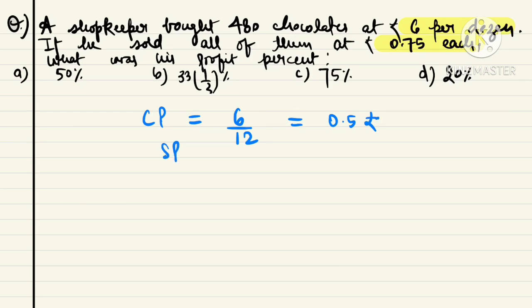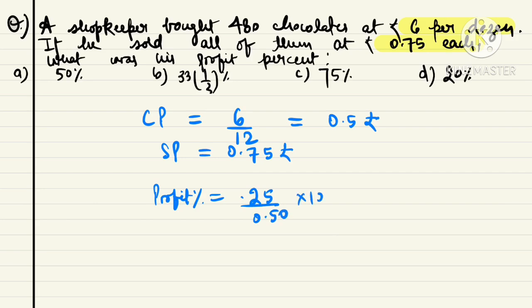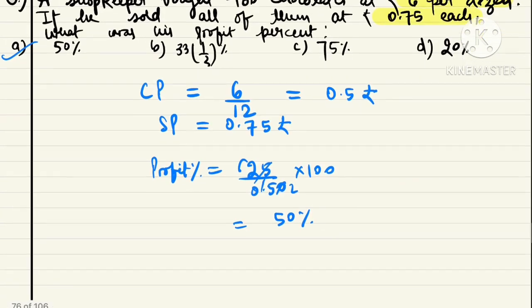And what is the selling price? Selling price is 0.75. Perfect. So what will be the profit percent? Profit percent will be selling price minus cost price, right? It will be 0.25 upon cost price 0.50, into 100. So it will be 50%. Simple. So option number A will be your answer, right? Fine. Let's move to the next question.